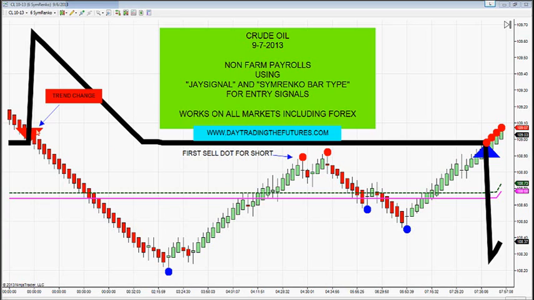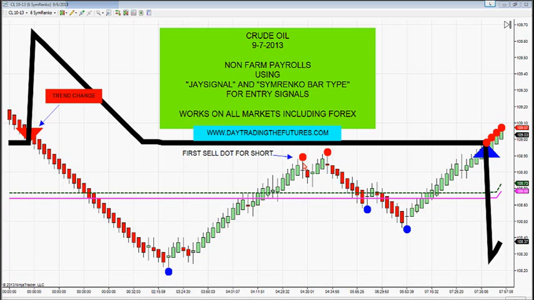If you see this red triangle over here, this tells me that I need to be a net seller. So this tells me the trend. This big black line also tells me that if I'm below it, the market is biased short. So the big red triangle comes up. Once it comes up, I look for the first red sell dot. Once I get the first red sell dot that pops up, that tells me to go short the market because that is a Fibonacci confluence dot.